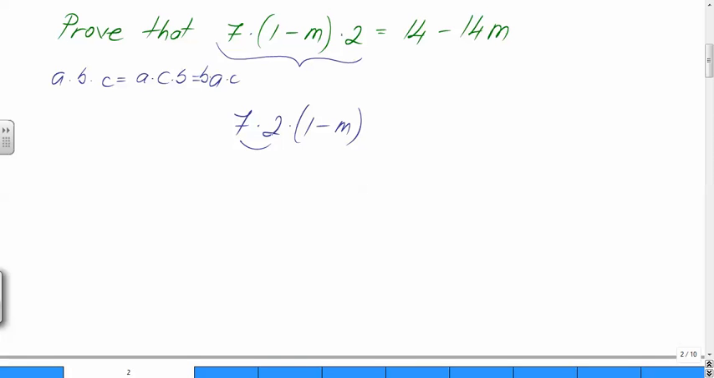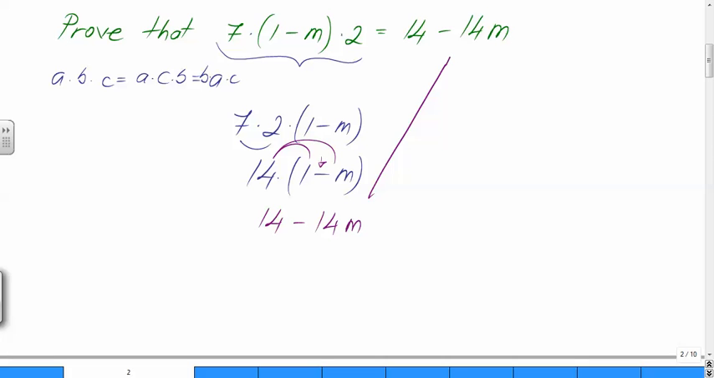Now the next thing, I will follow order of operations, and I'm going to multiply 7 times 2, that's 14. 14 times (1 minus n). Next, using the distributive property, you will multiply this 14 to everything inside the parentheses, right? So I will have 14 times 1, which is 14. What is the operation inside? Minus. 14 times n will be 14n. Well, this is exactly what we have on the right. I proved it. We're done.